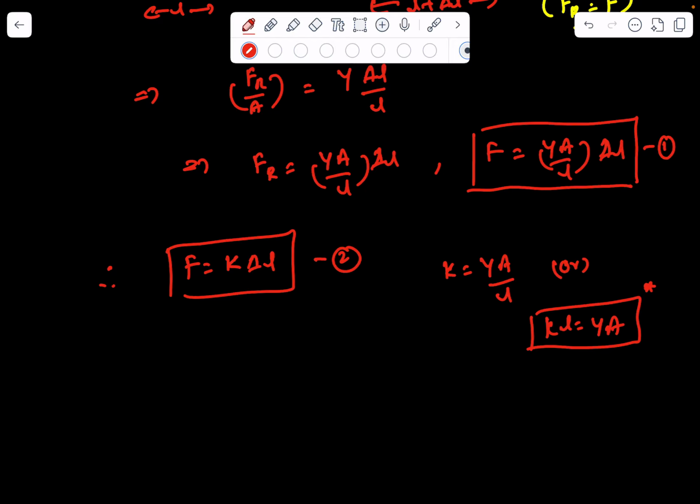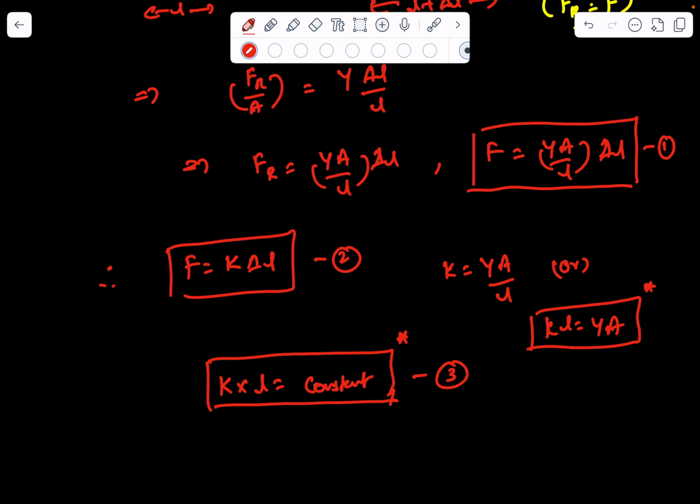This relation says that if you take any two wires or elastic cords made of the same material and the same area of cross-section, the product of the force constant and the natural length will always remain constant. This is a very important property we are going to use in this problem. It is one of the important properties we will use in today's problem.